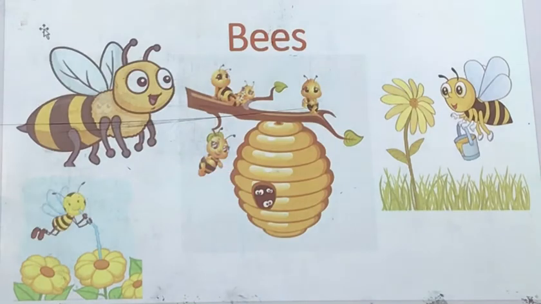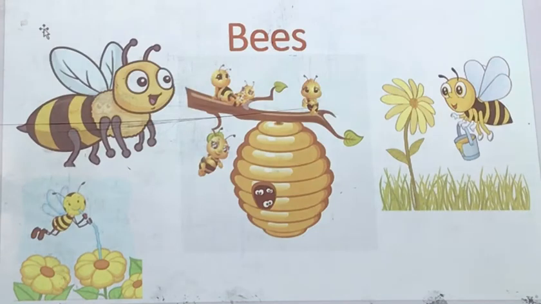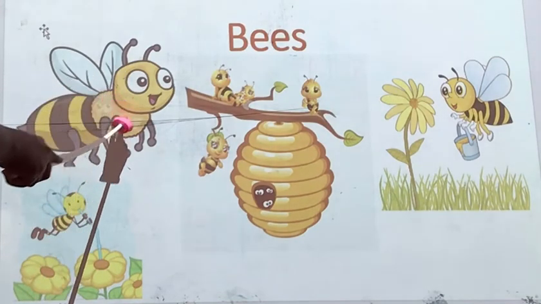The first kind of insect we are going to learn today is the bee. Can you see the bee? The bee is so colorful. I love it. It has stripes. It's a striped insect, yellow and black. Okay, this is called a honeybee, and it is an insect.